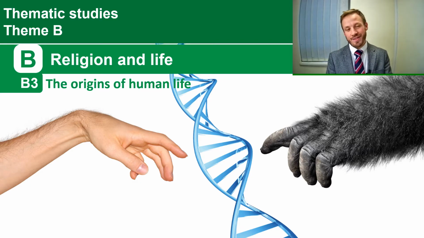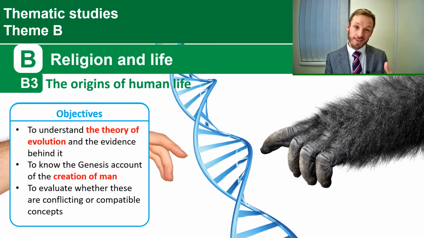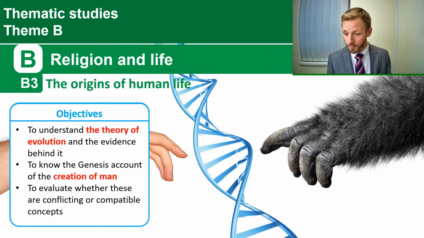Theme B, this lesson is all about the origins of human life. Your objectives today are to understand the theory of evolution and the evidence behind it. We're going to be thinking about the account in Genesis 2 of the creation of humans, and we're going to evaluate whether these two views are conflicting or compatible. What's your need to know?